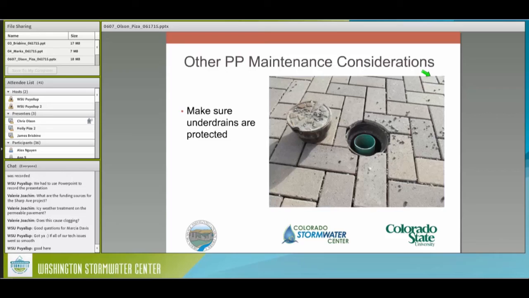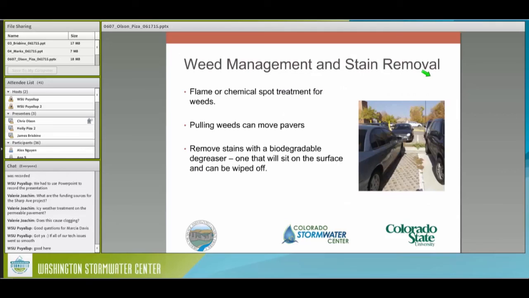I just want to finish off a few more slides on other maintenance considerations that we discuss in our workshop. We have a lot of systems with under drains here in Colorado, and so we stress that the inspectors go in and make sure that those under drains are capped and protected from any type of damage so that we're not short-circuiting water directly into the under drain.